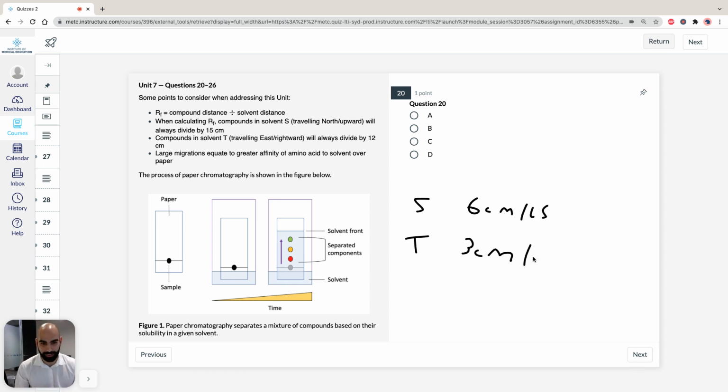So 15, 12. So you know straight away, 3 divided by 12 is a quarter, 0.25, and 6 divided by 15, well, 3, 6, 9, 12, 15, so 3, 6, so it's going to be 0.4 (2, 4, 6, 8, 10). So it's going to be 0.4 T. So that's your answer for question 20, which is going to be C.